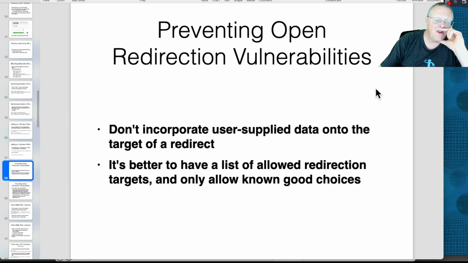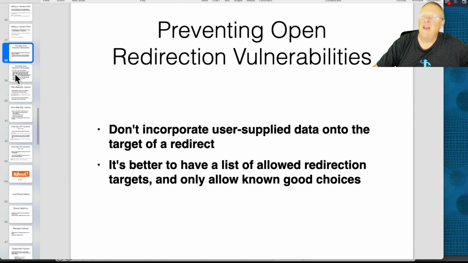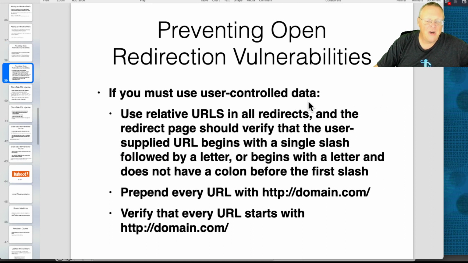All right, so if you want to prevent these things, of course, it's the same old stuff. Don't let users control parameters that end up in a URL. If you have to, make them choose from a list of known targets, which is safer. You could use relative URLs on everything. Prepend every URL with the domain you want with a slash here, so anything added after that will not change the fact that you're still going to this one. Verify that every URL starts with that. There's various ways to do it.